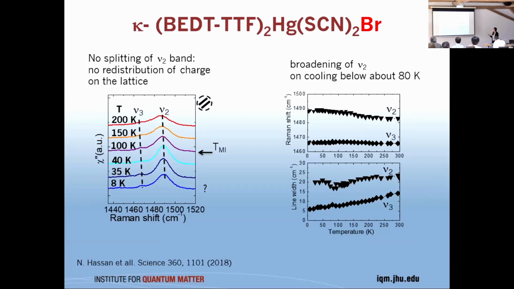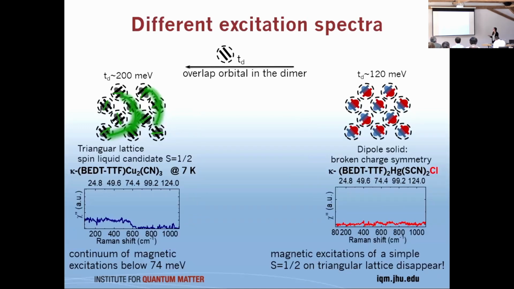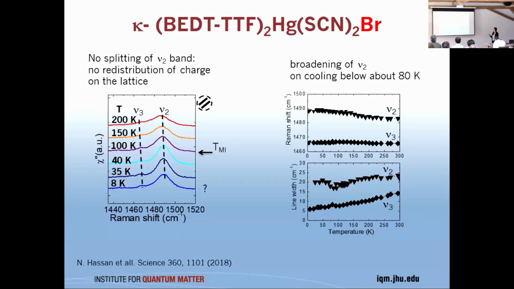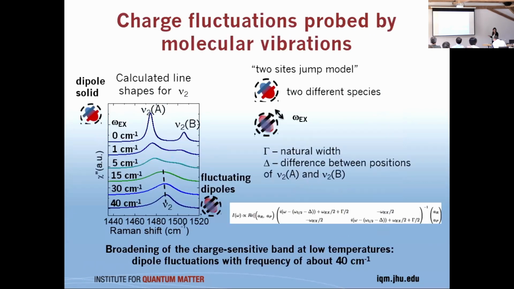So then there is space in between, which is occupied by the material, mercury bromine, where the anion layer is a little bit changed, where we think that we see dipole fluctuations. Why we started to think about it first: we saw that this charge sensitive band decreased in width, but then increased as we crossed into the insulating state at around 100 K.